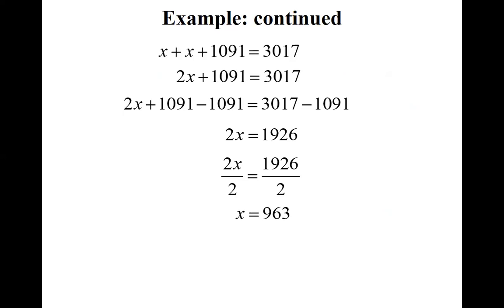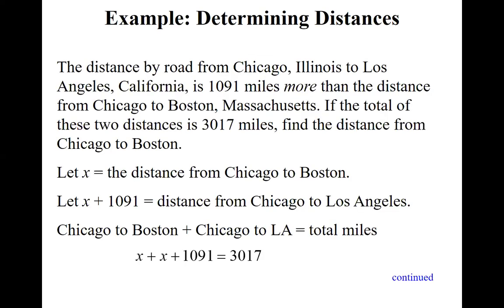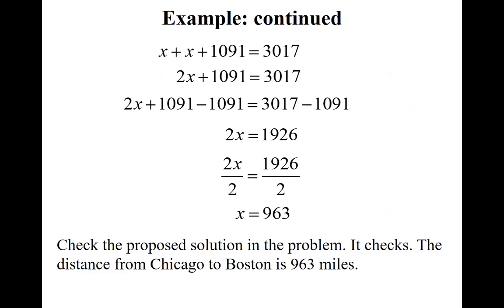We want to check the proposed solution in the problem, 963. If you check 963, it does check, and I'll leave that to you to verify. We can state the distance from Chicago to Boston is 963 miles.